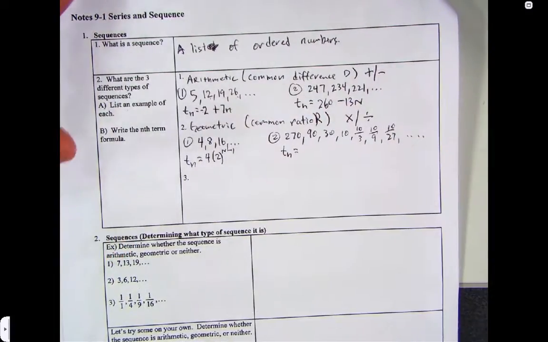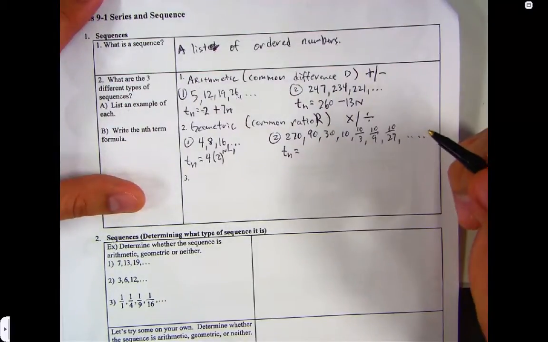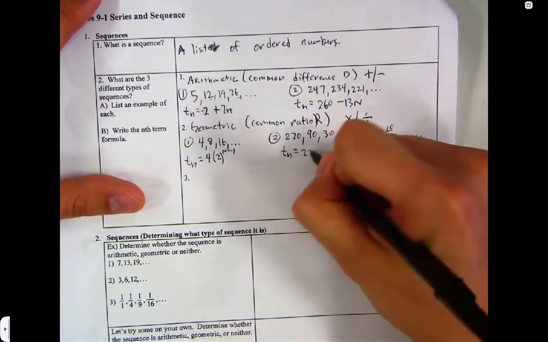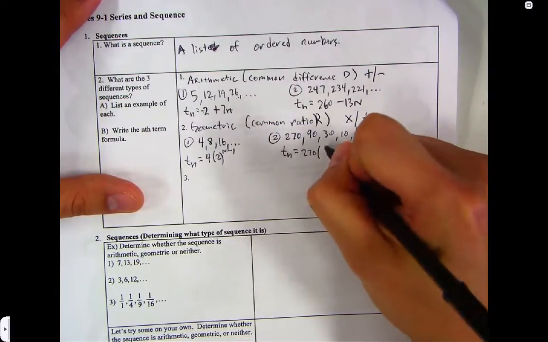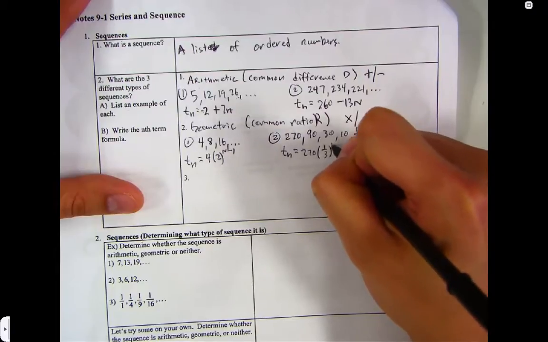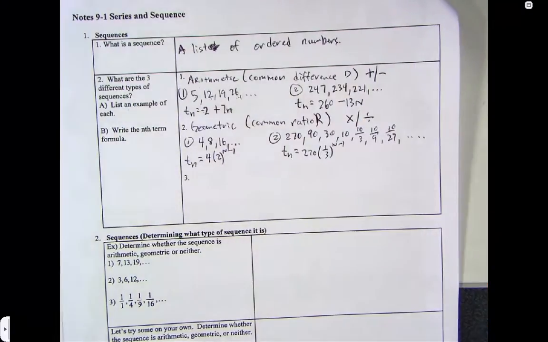Alright, second example for geometric. Let's practice writing the formula. What's the first term we started at? 270. What was the pattern? Divide by 3. What's another way to say that? 1/3. And then in the exponent, you write n minus 1. Okay?